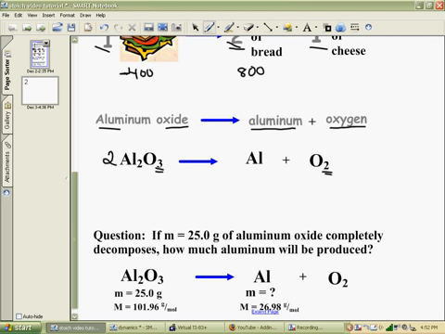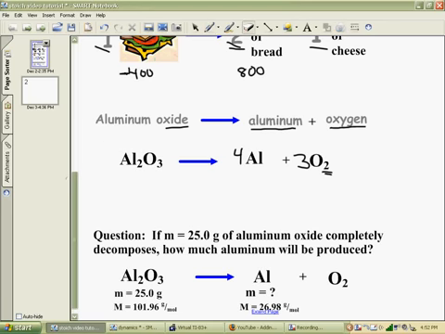I could put a 3 here to make 6 oxygens. That, however, messes up our numbers of aluminum. We have 4 aluminum atoms on one side. We need to have 4 on the other. So there's my balanced reaction equation, where I'll just erase it and drop back in.